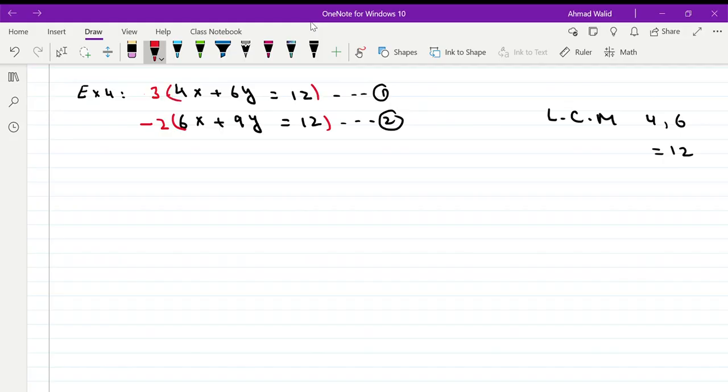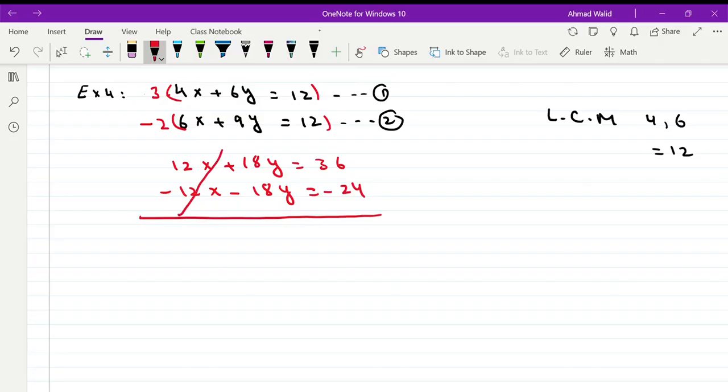Let's do that. 3 times 4x gives you 12x plus 3 times 6, 18y equals 3 times 12 gives you 36. Here, negative 2 times 6x gives you negative 12x. Negative 2 times 9y gives you negative 18y equals negative 2 times 12 gives you negative 24. Let's add.